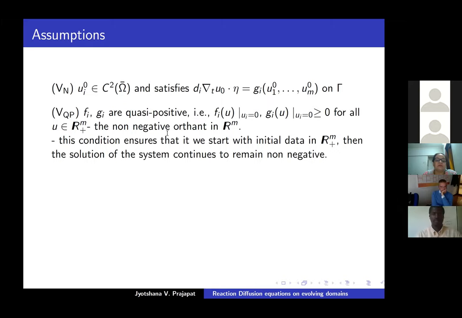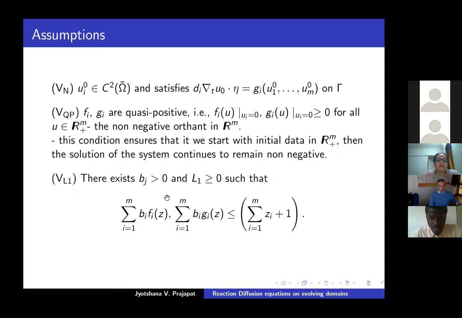Here we also assume that the nonlinear functions on the right hand side are quasi-positive. Remember, the fi's are on the domain and gi's are on the boundary. What it means is that if I take fi and take ui equal to zero, then on all other n minus one variables, the function is non-negative. This condition ensures that if we start with initial non-negative data, then the solution of the system continues to remain non-negative.